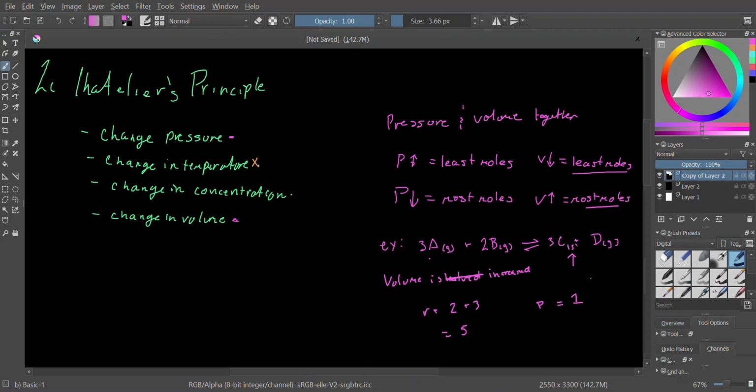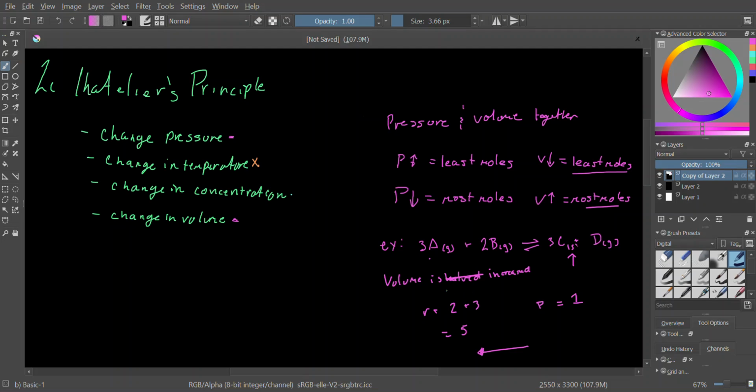And like I said before, solids and liquids don't matter for equilibrium. So 5 is obviously bigger than 1. Because I changed it to increased, we would shift to the left. Oh my god, see what I mean by I don't know my left or my right? But yeah, we would shift to the left now because this side has the most moles.